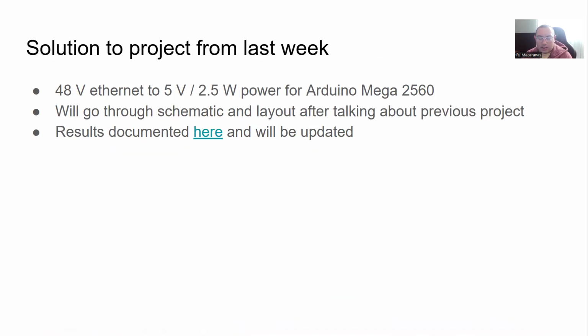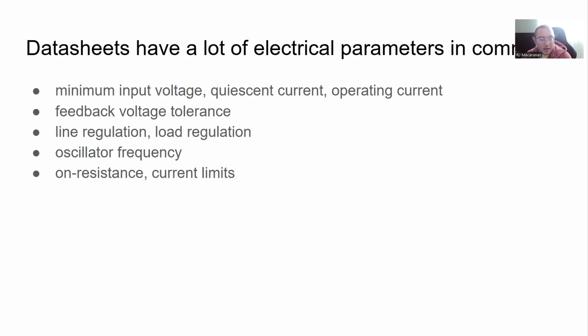Then last week we had a project to design a flyback converter to convert 48 volt Ethernet to 5 volt at 2.5 watts to power an Arduino Mega. I'll also be going over that design after this discussion. I actually haven't done it yet, but it's relatively straightforward and we can pretty easily go through it, I think.